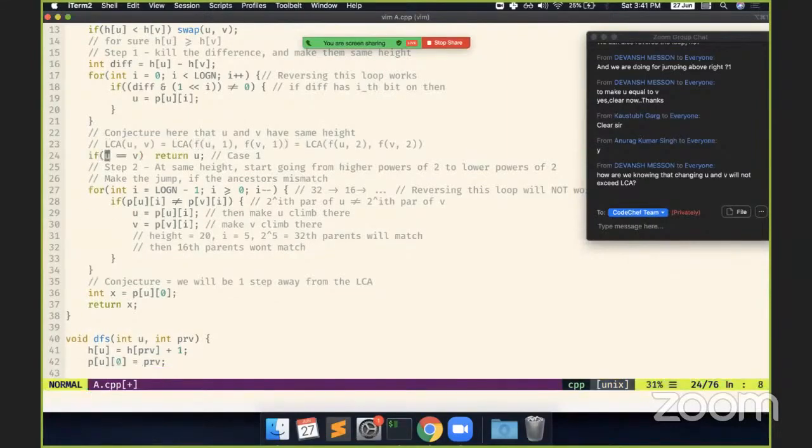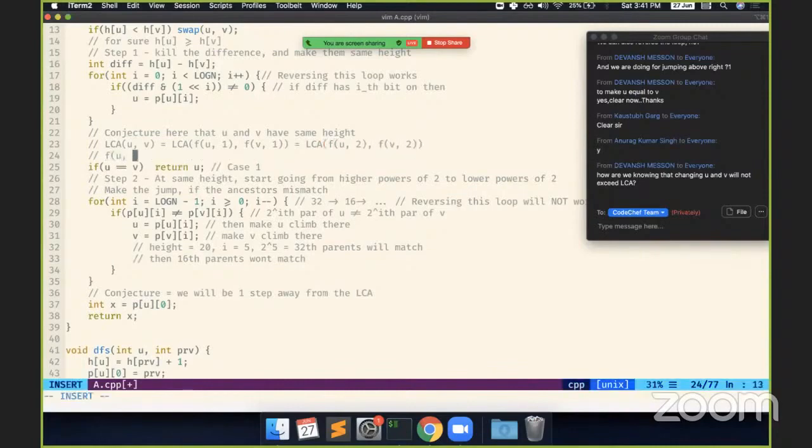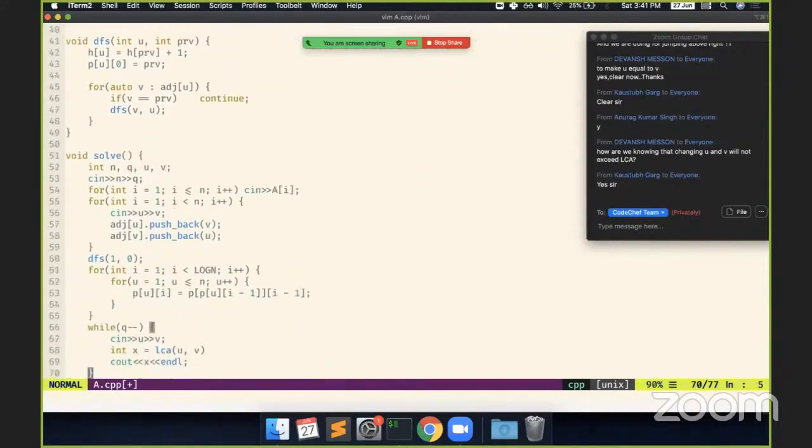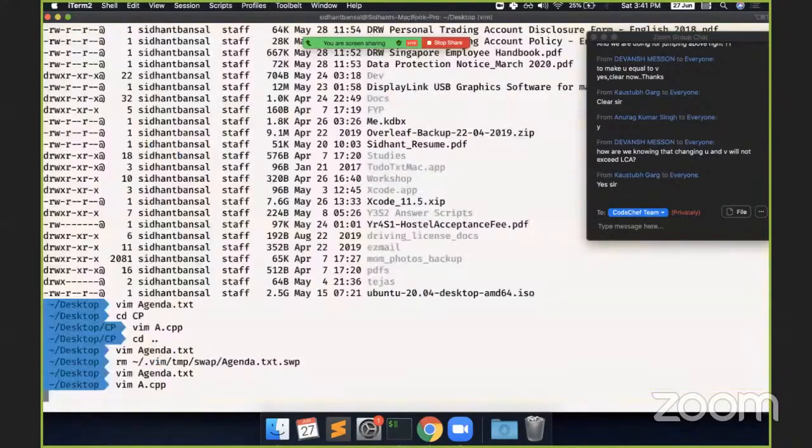Here, LCA of U comma V works because the heights are the same. Had the heights not been the same, you can't say this. This is important: heights being the same is very important to be able to say a statement like this. Here you might have forgotten: F of U H meant the Hth parent of U. That's what we defined in the notes. Right? So everyone gets this? Why is this thing working? Cool. So do you want to try this first? Just compile this code and actually see whether it's working or not.